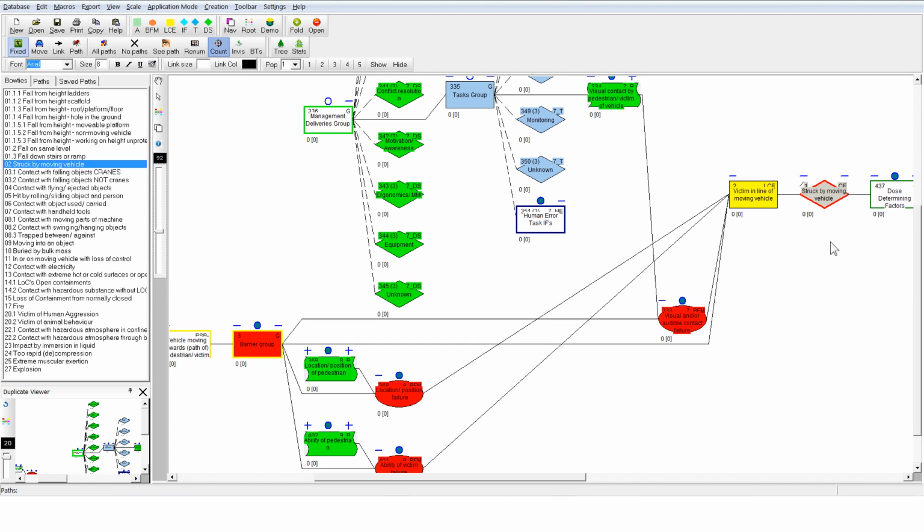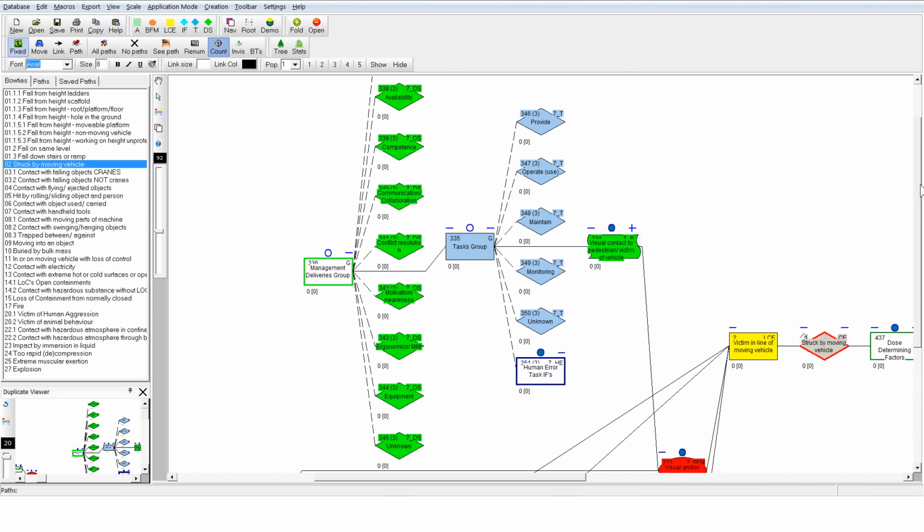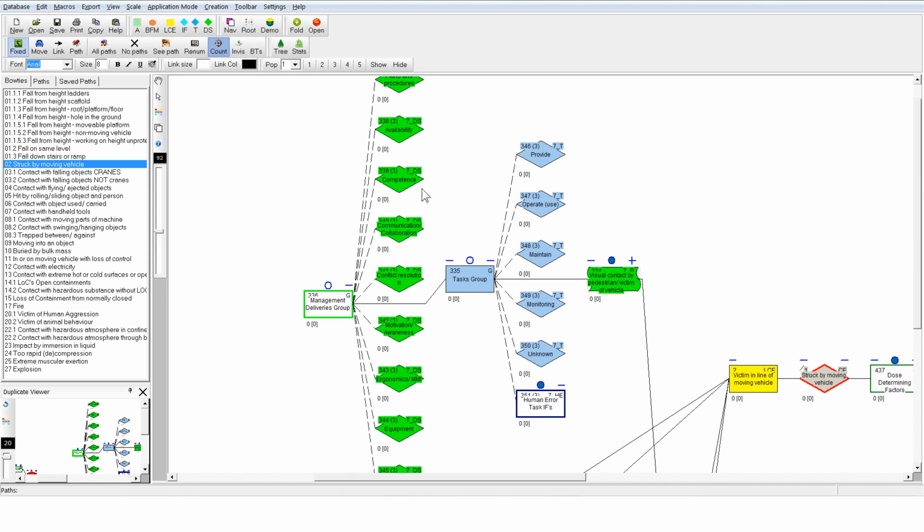Now, what if for a given barrier failure, it seems like many of these management delivery failures apply? Well, as a rule, when we enter the accident data, each task failure has no more than 3 applicable management delivery failures in order to maintain focus.